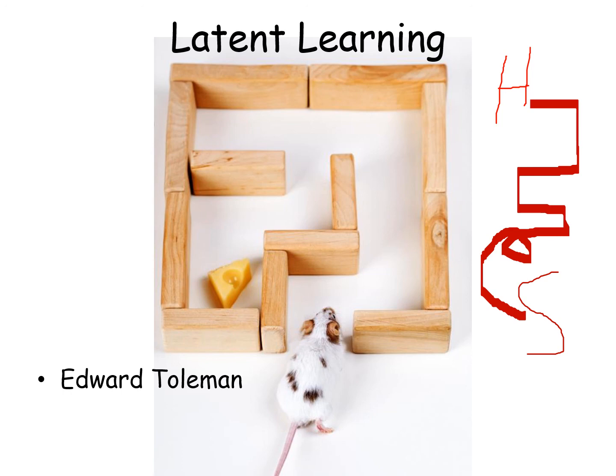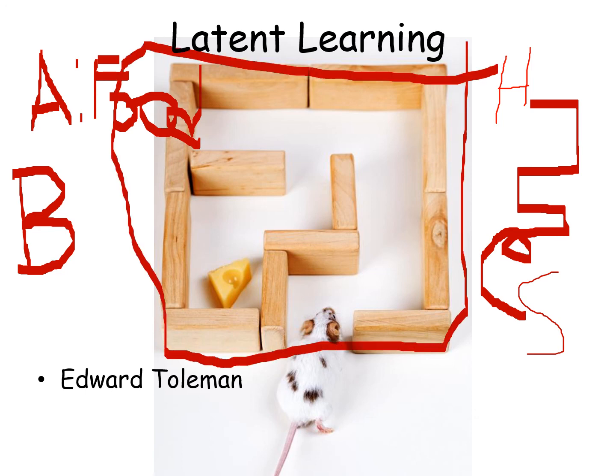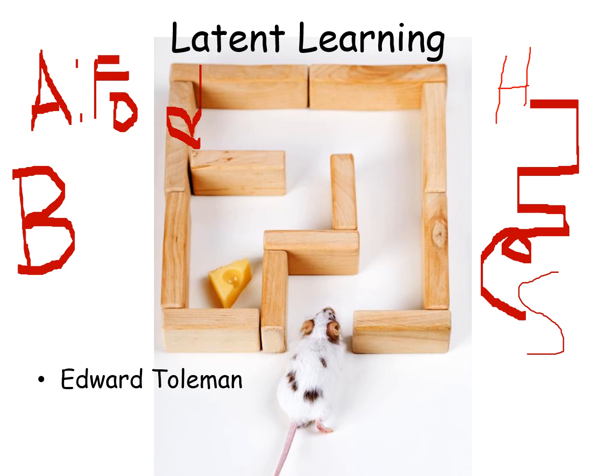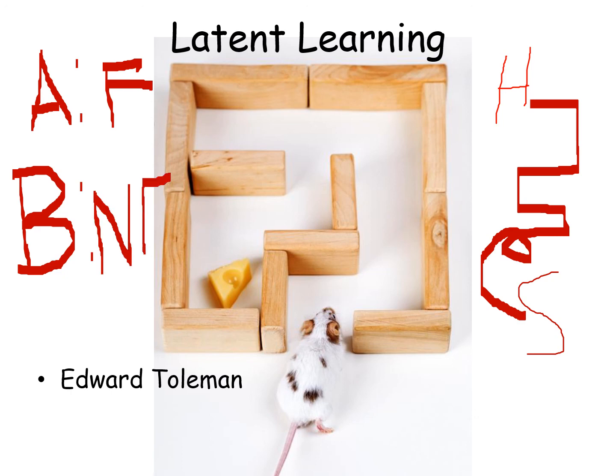He had two groups of rats, rats A and B. They were both supposed to solve a maze, just like this right here. Group A was given food at the end. They would have the cheese at the end of the maze, and group B was not given anything. They got no food.